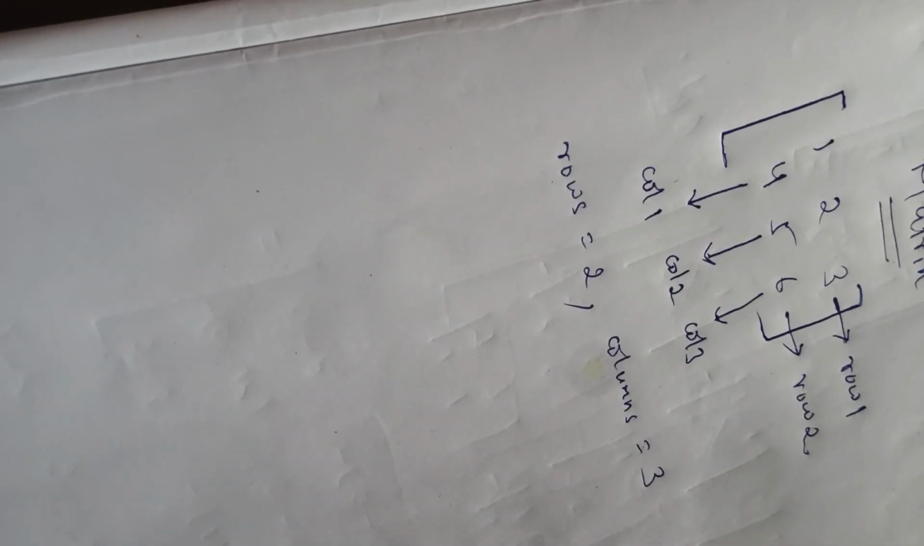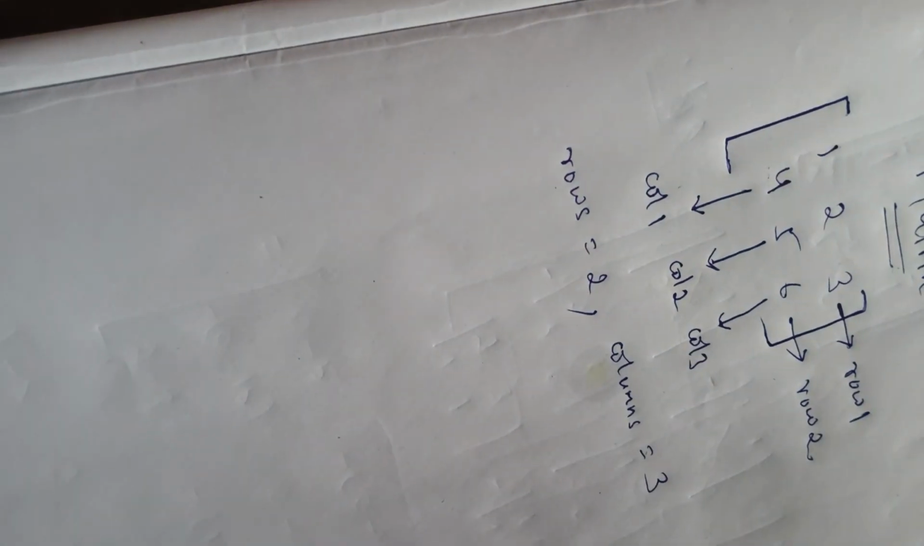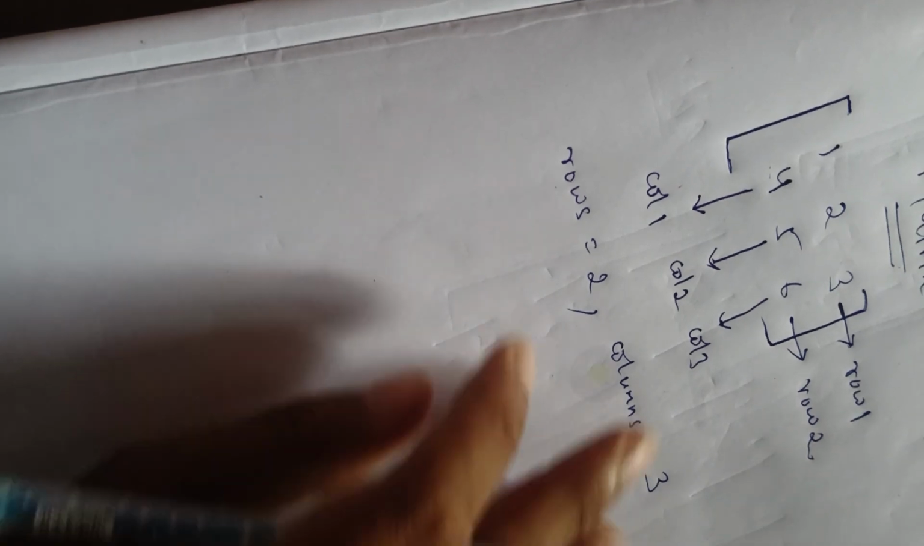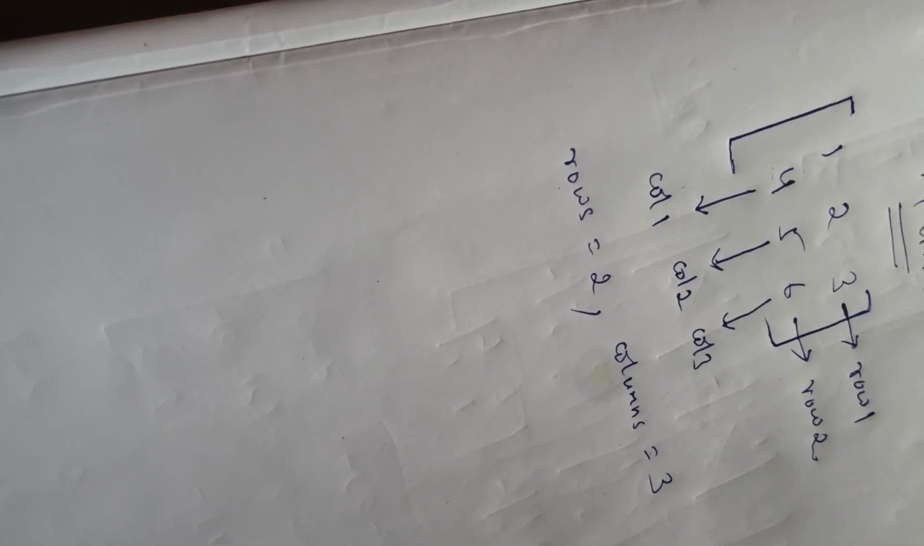So once again I am going to explain what is meant by a matrix. A matrix is nothing but a rectangular array of elements arranged in rows and columns. Horizontal things are called rows and vertical things are called columns. Here in this matrix there are 2 rows and there are 3 columns, okay?